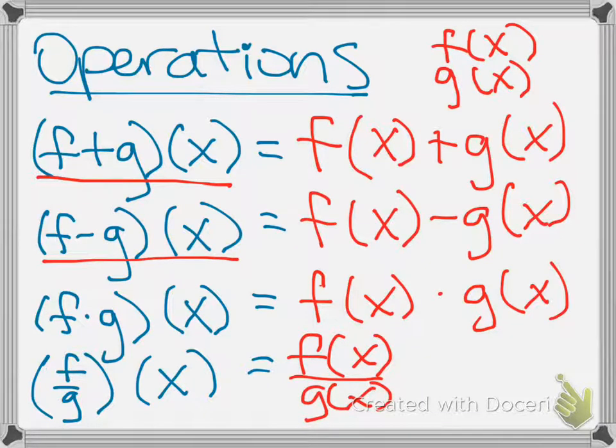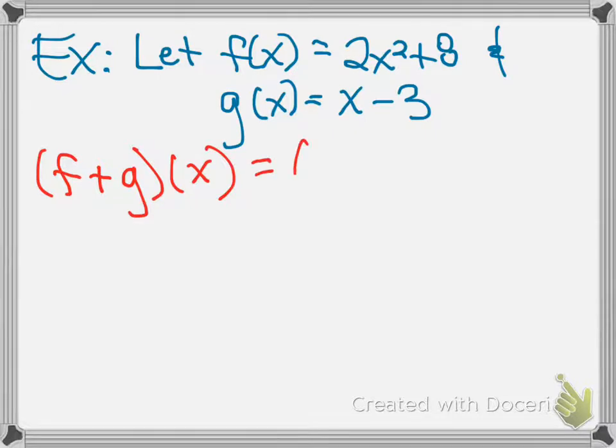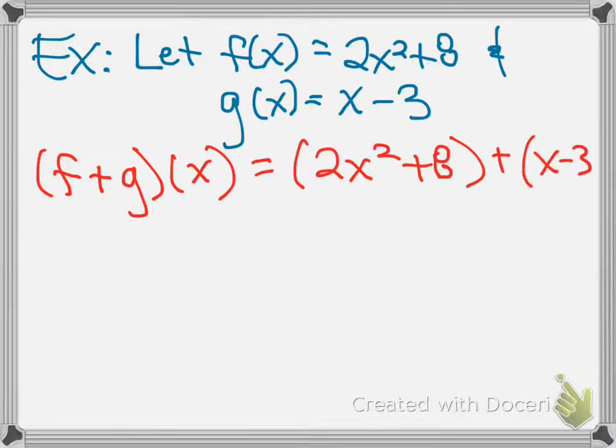Let's do a couple of examples. Okay, so I've defined these two functions. F of x is going to be 2x squared plus 8, and g of x is equal to x minus 3. So let's say we want to see what the function f plus g of x would be. So remember, that just means that we are adding f and g together. So that's going to be 2x squared plus 8 plus x minus 3.